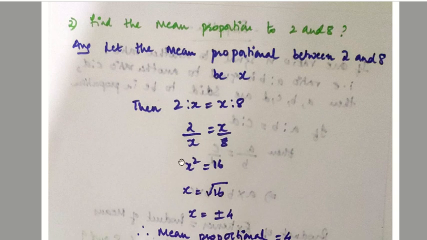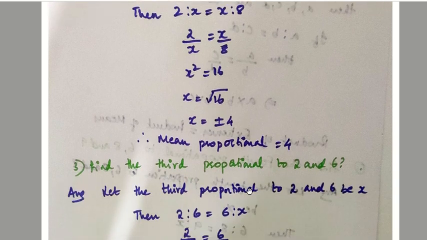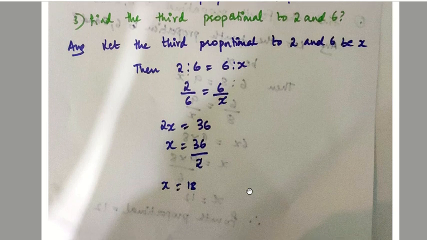So when you cross multiply, x square is equal to 2 into 8, 16. So x is equal to the square root, since the square becomes a square root when it moves to the other side. So the square root of 16 gives x is equal to plus or minus 4. So the mean proportional is 4.